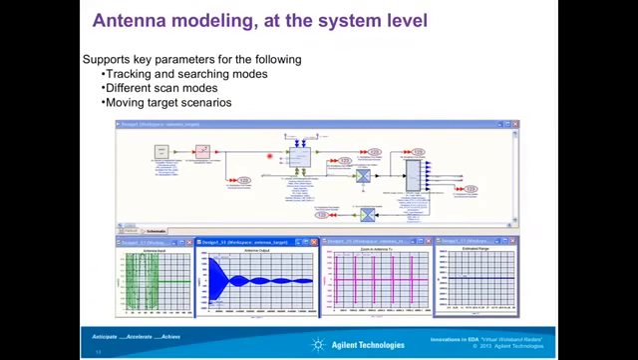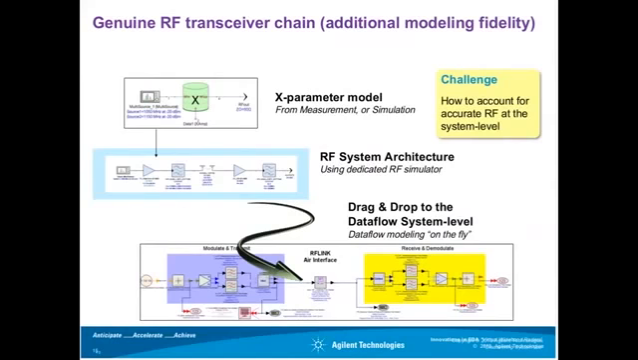Antenna model is very important in this case. So in SystemVue, we already created an antenna model for you for tracking and searching, and you also can do the scan, moving target scenarios. And SystemVue simulation not only considers the system-level behavior model or DSP model, we also allow users to put in their RF models to look at the detailed performance.